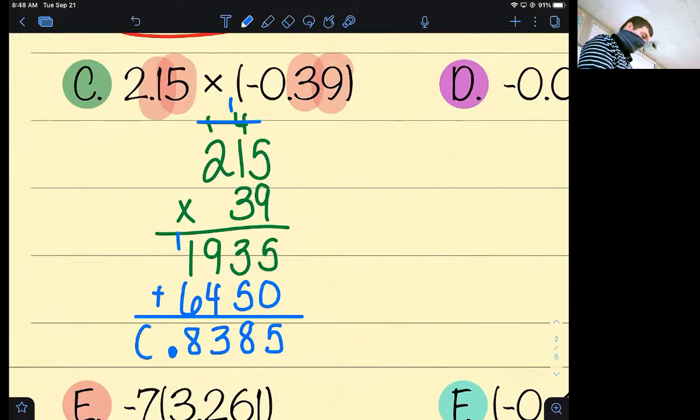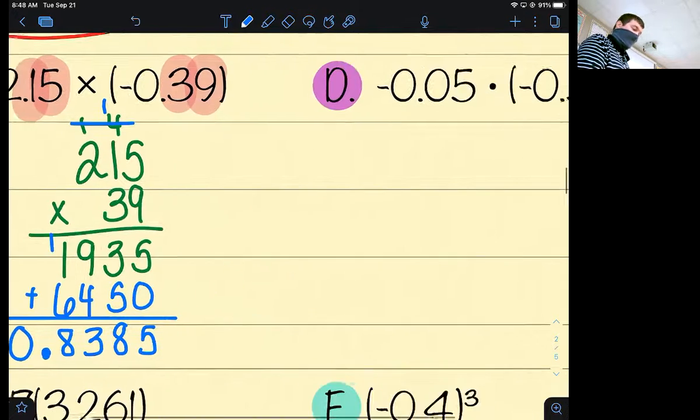Feel free to put a 0 here. I know some people like to do that. It's not necessary, but if you want to, that's fine. And then is my answer going to be positive or negative if I only have one negative? Negative. So negative 0.8385. It'd be really easy to forget to check the negative, wouldn't it? If that's a mistake that you find yourself making, maybe check that right away.